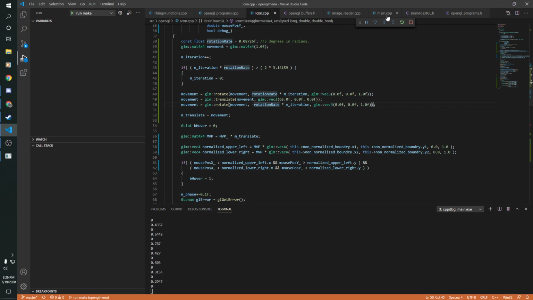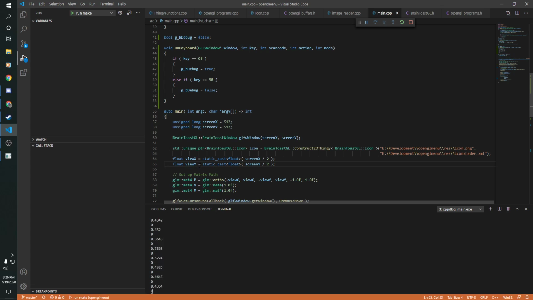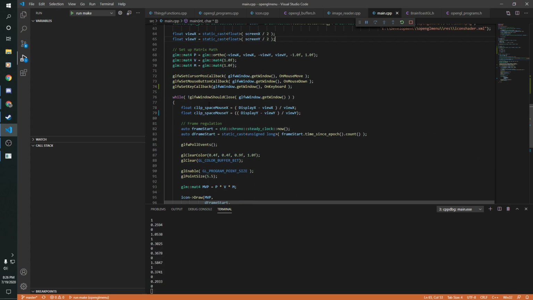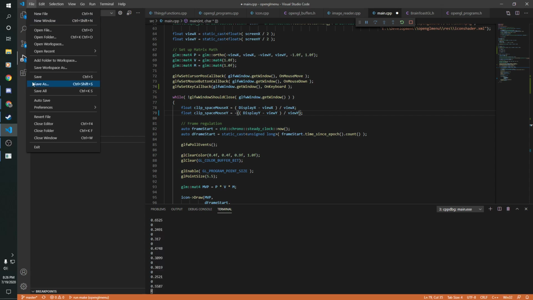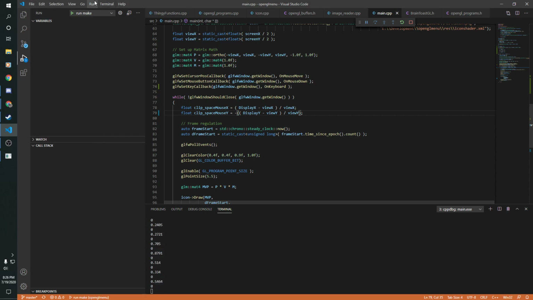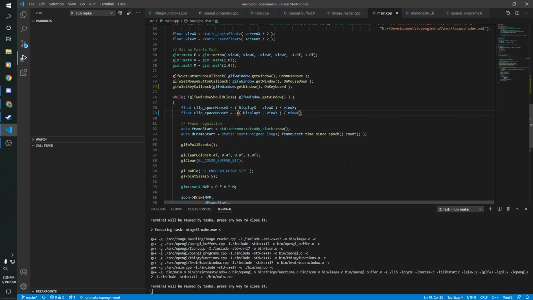I don't know why it's doing it, but it's obviously the problem is between the keyboard and chair, no doubt. So to fix this issue, all I had to do was invert the Y. So come down here to where I'm doing the conversion of the window space to the clip space. Go ahead and restart.